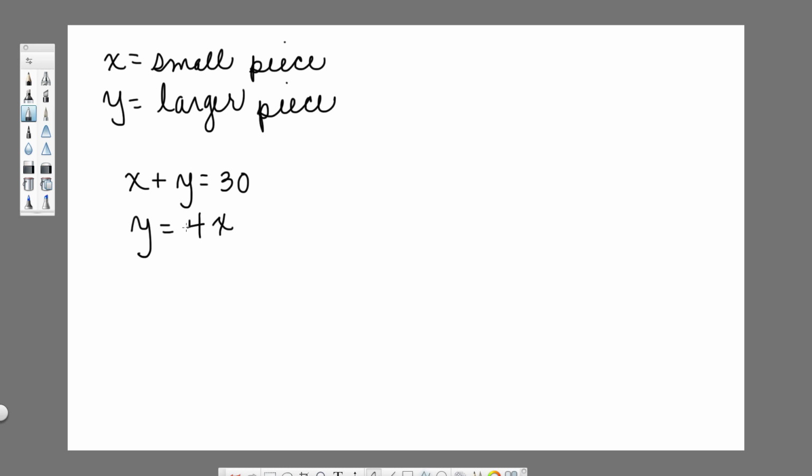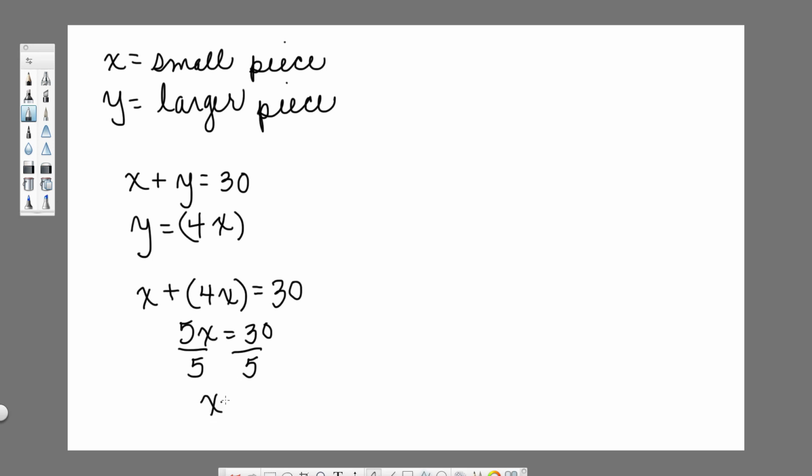Oh, look, this one's already solved for Y, so I'm going to use that. So I get X plus 4X equals 30. 4X and X is 5X. The inverse of multiplying by 5 is dividing by 5. So X equals 6, and let me get the right units.